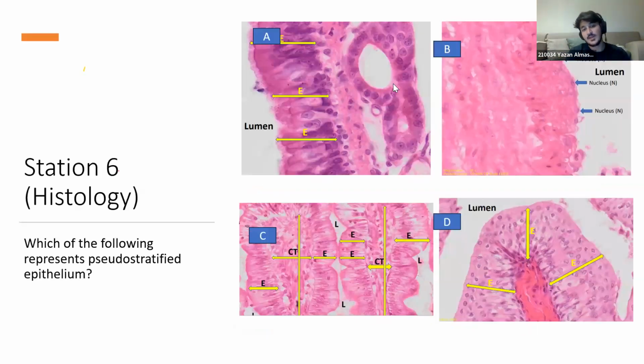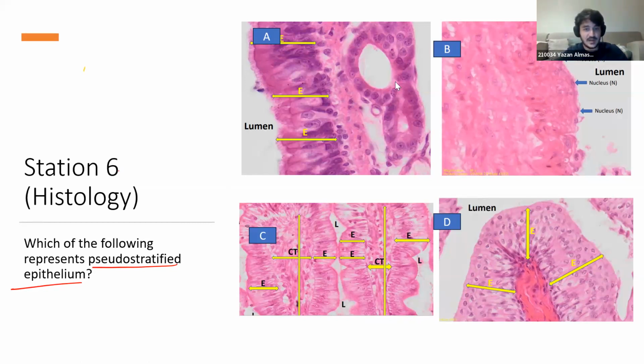So, which of the following represents pseudo-stratified epithelium? Notice, first of all, we have 4 letters, so you just have to choose one of them, and it's asking about pseudo-stratified epithelium. A, C. Okay. Whoever answered A, you are correct. Whoever answered C, you're not correct, but I would understand why you answer C because it looks really similar. It looks really close to each other.